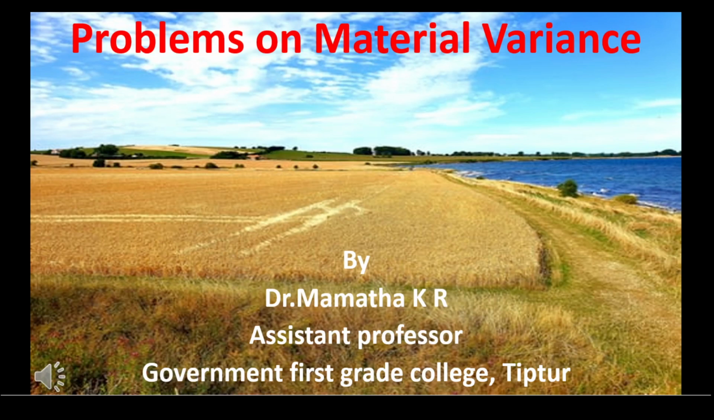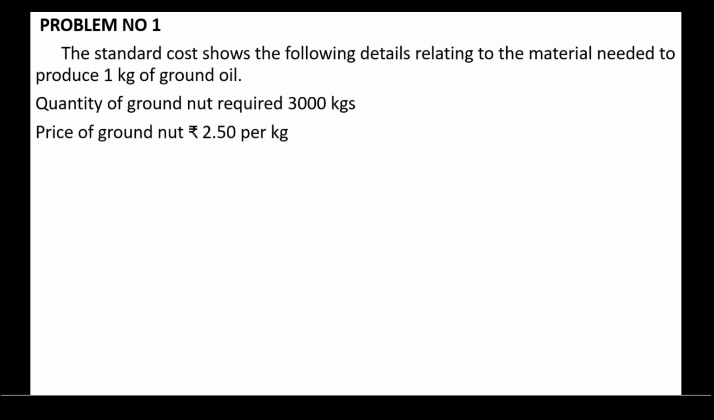Today I am going to explain about problems on material variance. This is the problem. The standard cost shows the following details relating to the material needed to produce 1 kg of ground oil. Quantity of ground nut required 3000 kgs. Price of ground nut rupees 2.50 per kg.